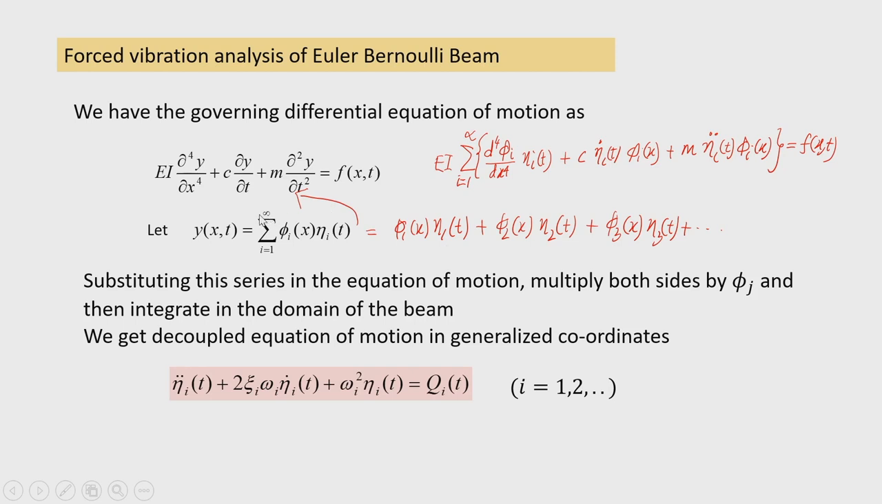Now from the free vibration analysis, we know that a relationship exists at any mode: EI d⁴φ_i/dx⁴ equals m ω_i² φ_i, the multiplier EI being constant for constant cross section. That can be utilized here. Also we assume that the damping is proportional to the mass, so we assume that the c/m ratio is 2 ξ_i ω_i, where ω_i is the natural frequency in the ith mode. So this is one requirement, another requirement is this, and the third requirement is the orthogonality relationship.